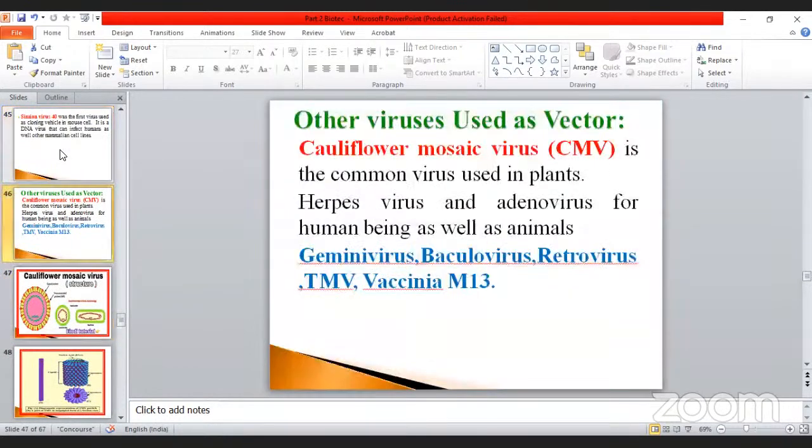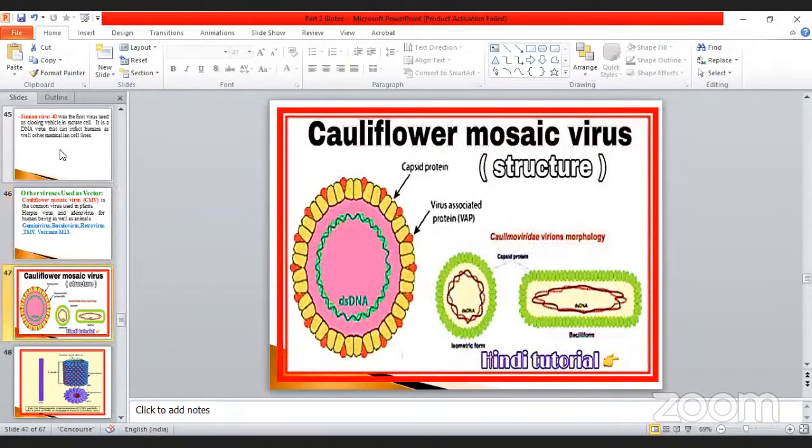Today, what we have discussed: the cauliflower mosaic virus, and other viruses also used as vectors in genetic engineering, particularly the cauliflower mosaic virus. What is the structure? It is nothing but a double-stranded DNA molecule surrounded by a capsid protein molecule.